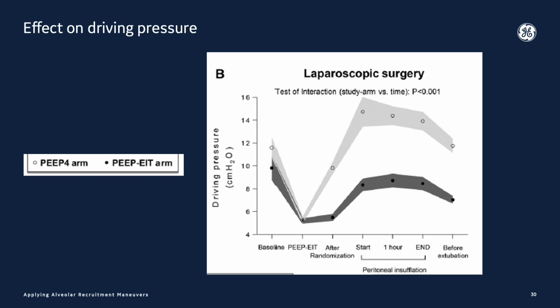However, once surgery began and insufflation occurred, we can see that the driving pressure in the PEEP 4 arm is significantly increased up into the danger range of greater than 14 or 15 centimeters of water, while the increase in driving pressure in the EIT titrated PEEP group was somewhat mitigated and only reached about 8 or 9 centimeters water driving pressure.